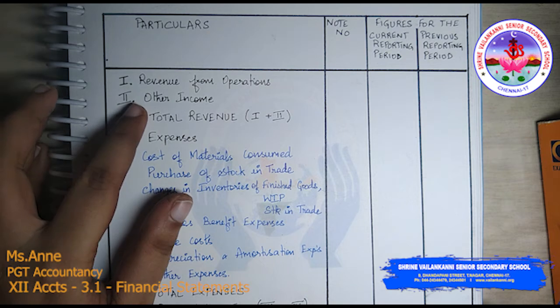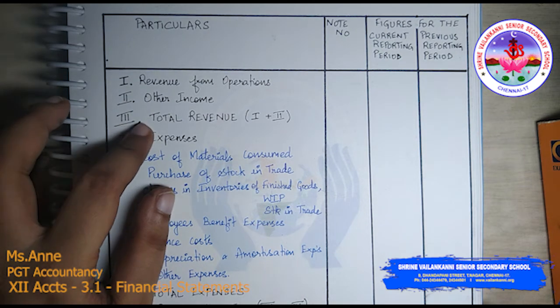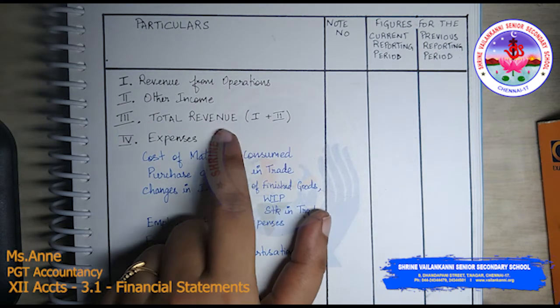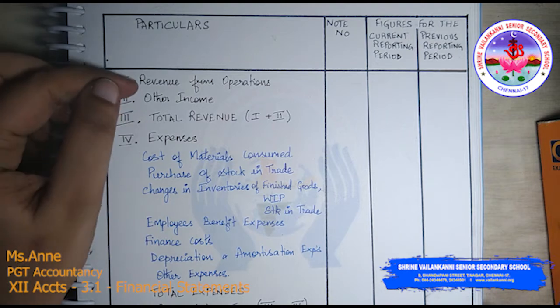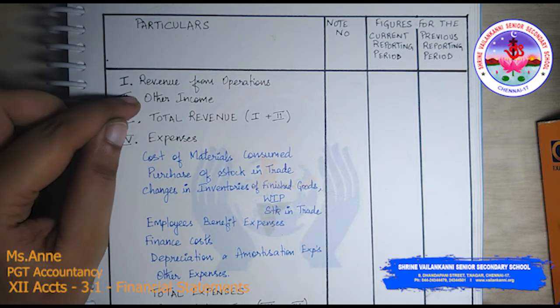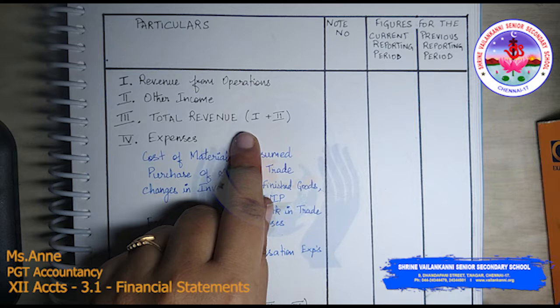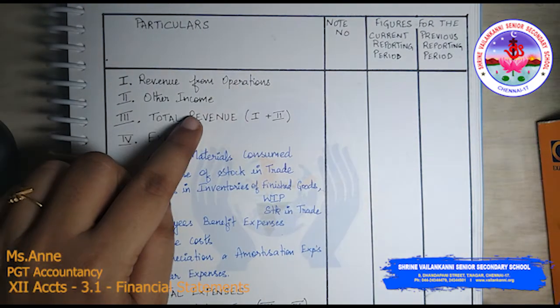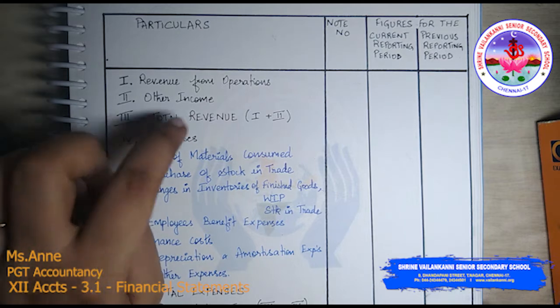So those incomes will be shown under other income. Then total revenue, 1 plus 2. Total revenue, 1 plus 2, means revenue from operations plus other income. You have the total revenue.